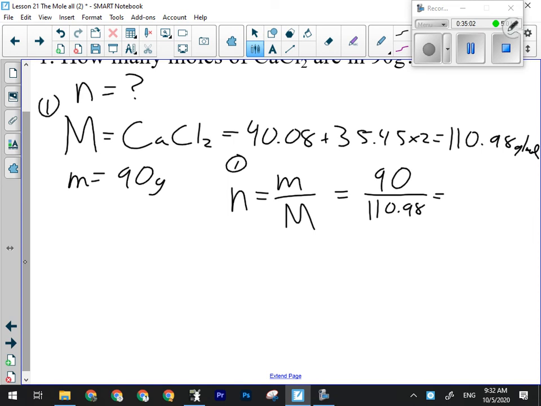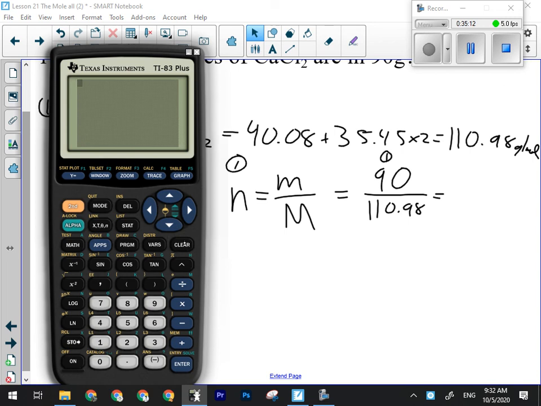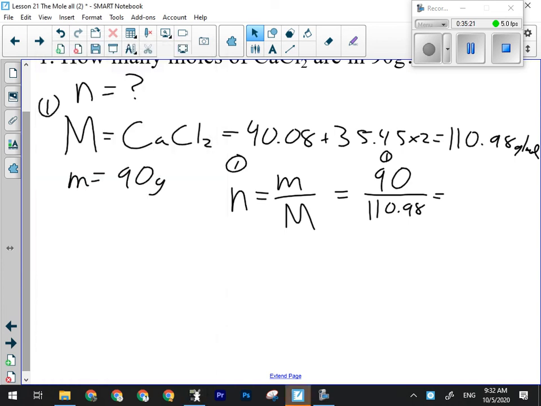All right, sometimes I give a mark for plugging in the numbers correctly. Not always, but sometimes. So it's not a bad idea to show. Okay, so we got 90 divided by 110.98. All right, so that gives us 0.81 moles.